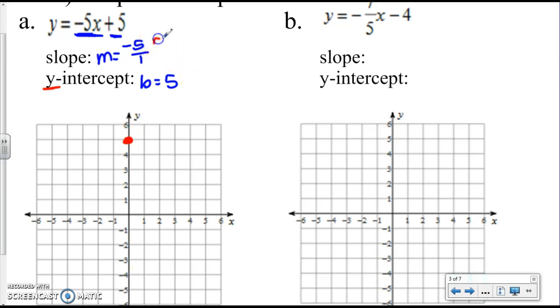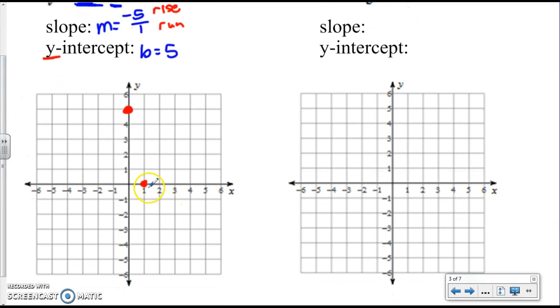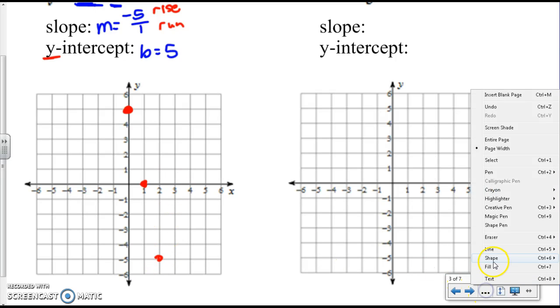And then slope tells you your rise over run. So how many do you go up or down, and how many do you go right or left? So my slope is negative 5 over 1. That tells me that from my beginning point, I should move down 5, and then that 1 is positive, so I'm going to go to the right 1. I can actually do that another time. From this point, I'm going to move again, down 5, right 1. And then I'm going to draw a nice straight line here.